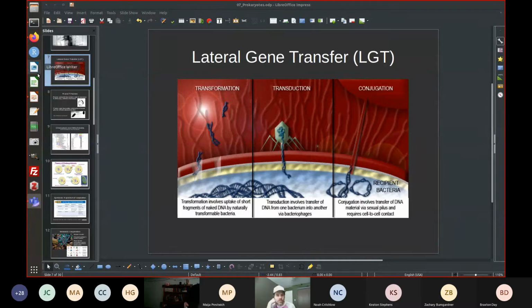For example, in human genomes, a large portion of your genome is actually viral DNA. How did it get there? Is it through transduction? Transduction, yep. And so it doesn't have to be bacteria to bacteria. A virus can transmit DNA into your genome also. So that's lateral gene transfer.